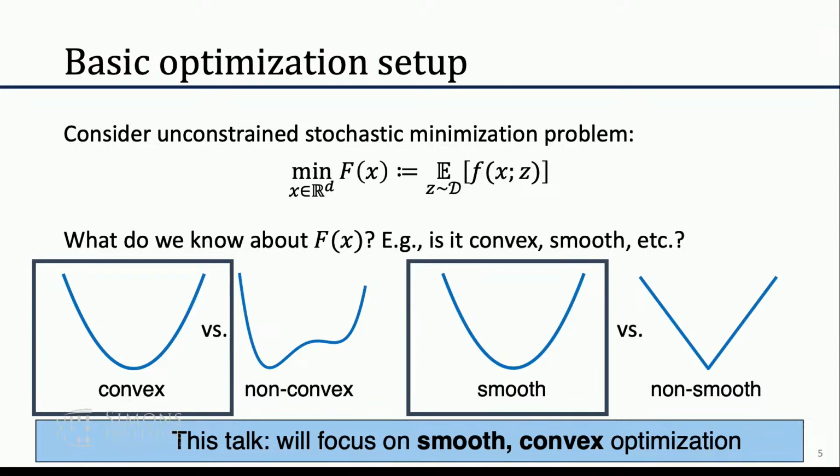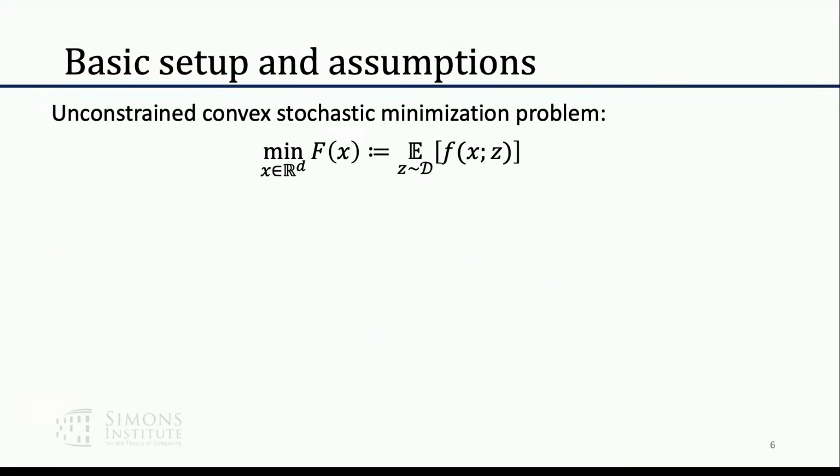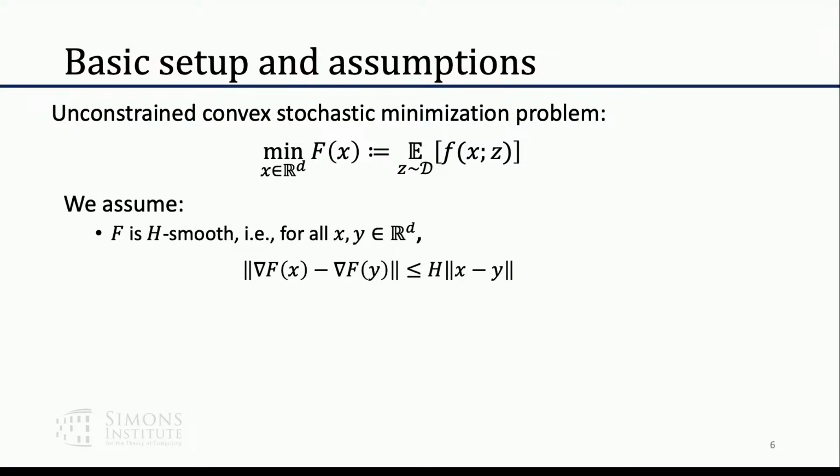In this talk, we're going to focus on the convex and smooth setting. So convex and smooth will be key to this work, although of course we can maybe consider alternatives for other things. So again, we have an unconstrained convex stochastic minimization problem. And as I mentioned, we're going to assume smoothness. More specifically, we say that our function is H-smooth if for all x and y, the norm of the difference of the gradients at x and y is bounded by H times the norm of the difference of x and y. Think of it as just a Lipschitz continuity condition on the gradient.